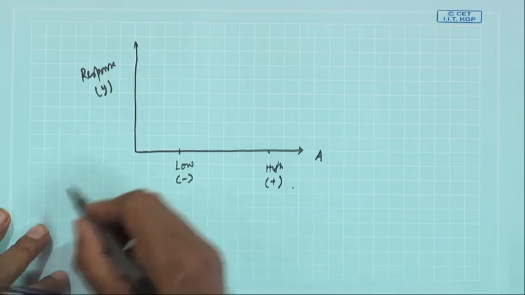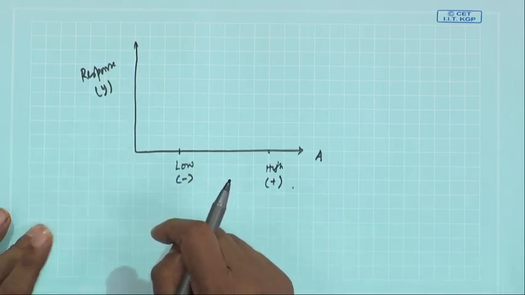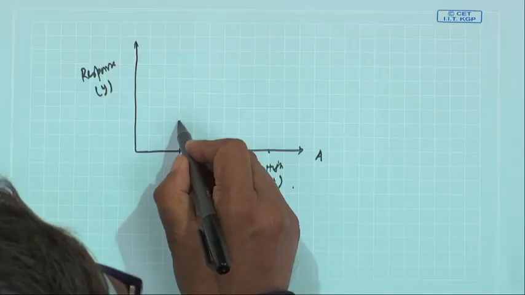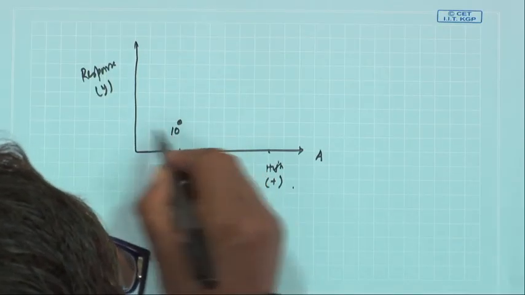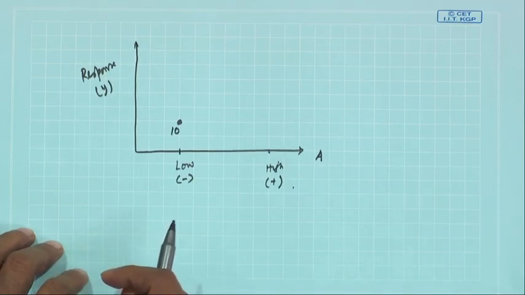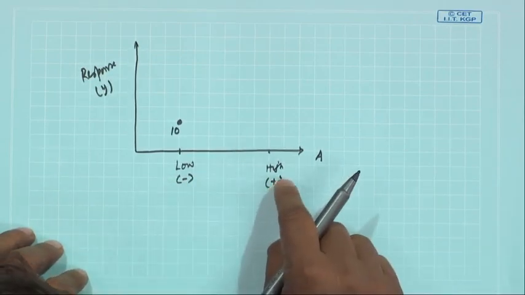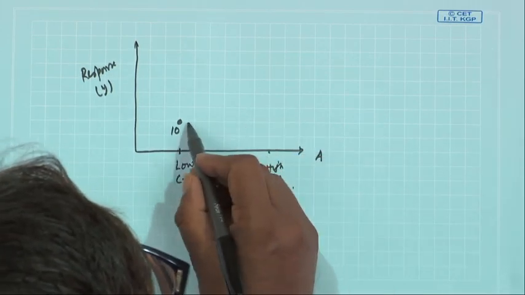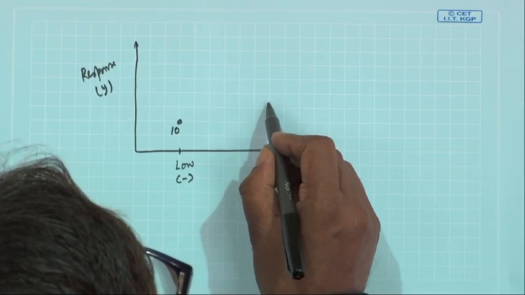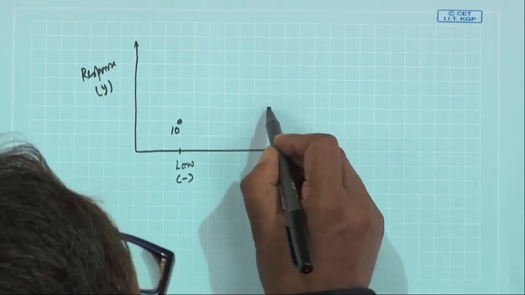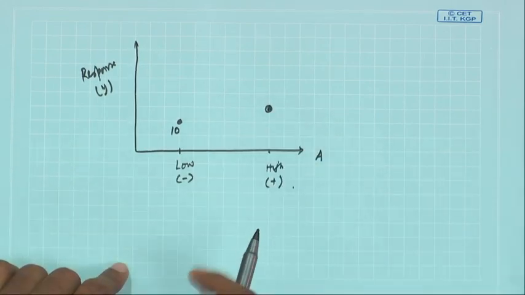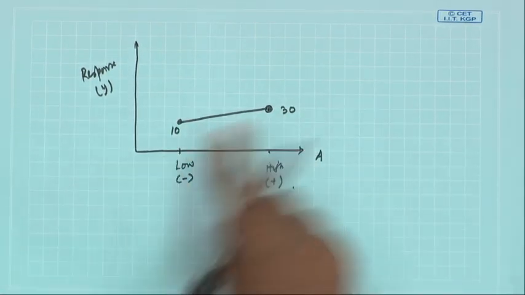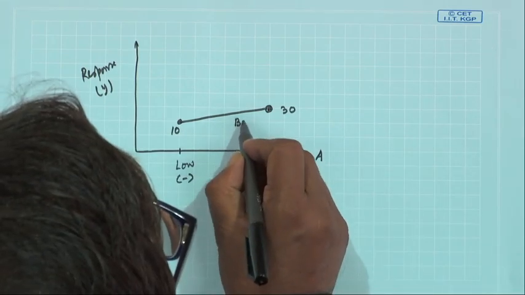Now, consider B at low. When B is at low and A is at low, the y value is 10. When A is high and B is low, the value is 30. Suppose this is 30. Then if I join, I will get a line like this, which is B minus.